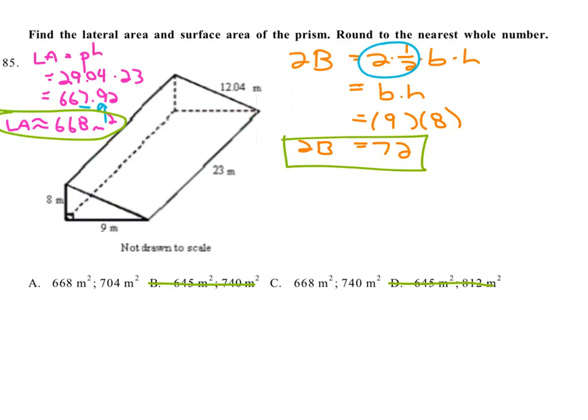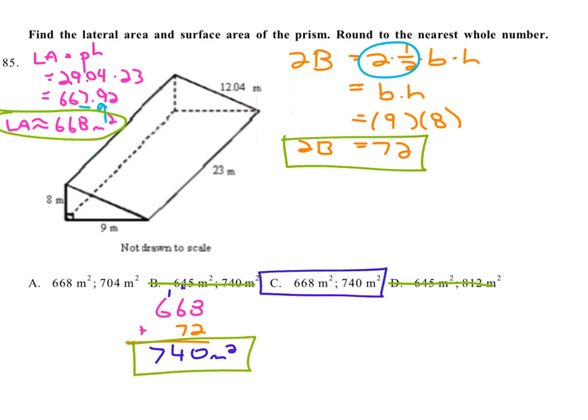That means we're going to take the lateral area of 668, and add to that the area of the bases, 72. And what do we get? We get 0, carry the 1, 6, 7, 14, carry the 1, 740. Units are meters, so it's meters squared. And that, my friends, is choice C.